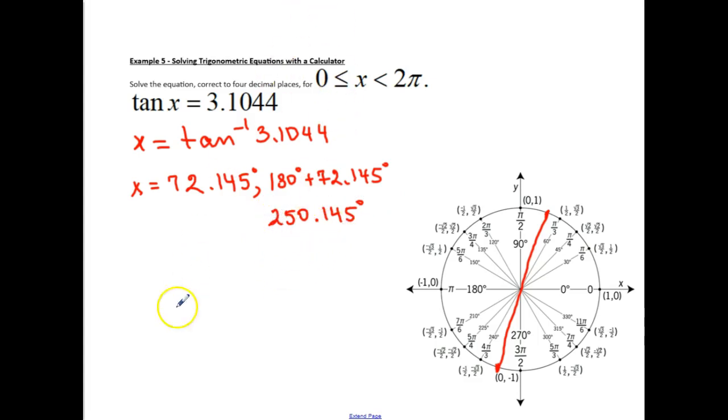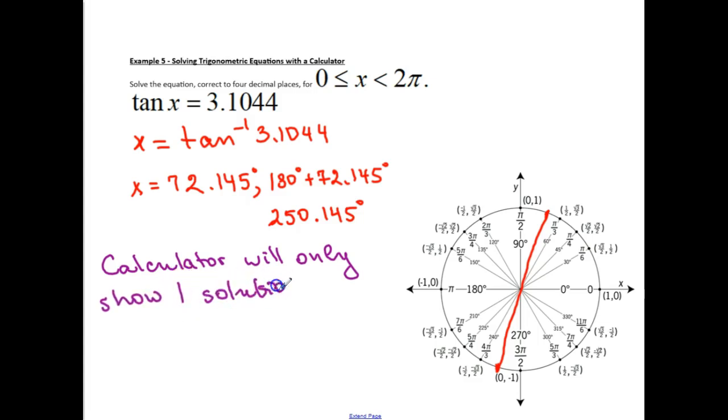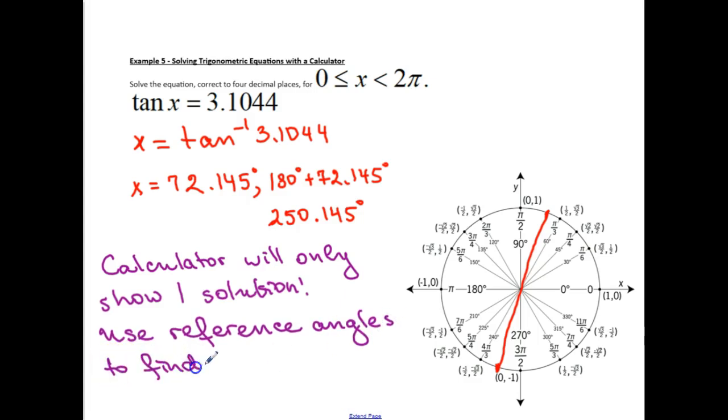I want you to please add yourself a note on here and take note that the calculator will only show you one solution. You have to find the second one. Use reference angles to find the second solution.